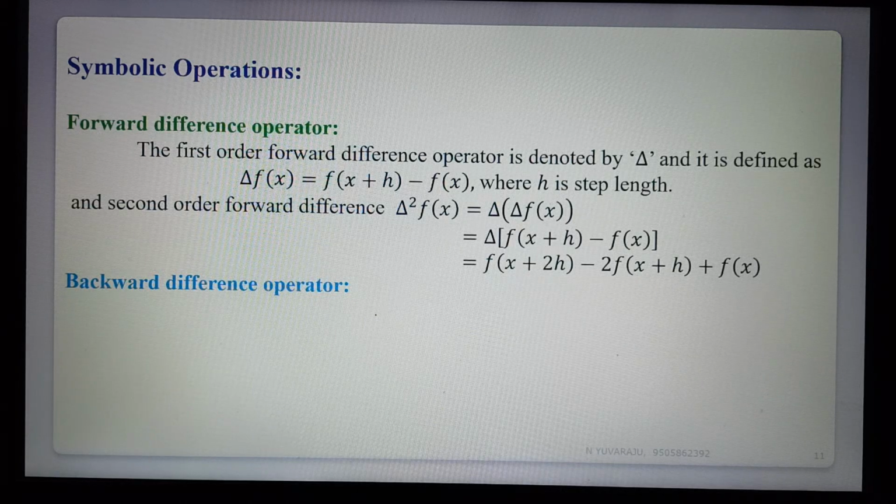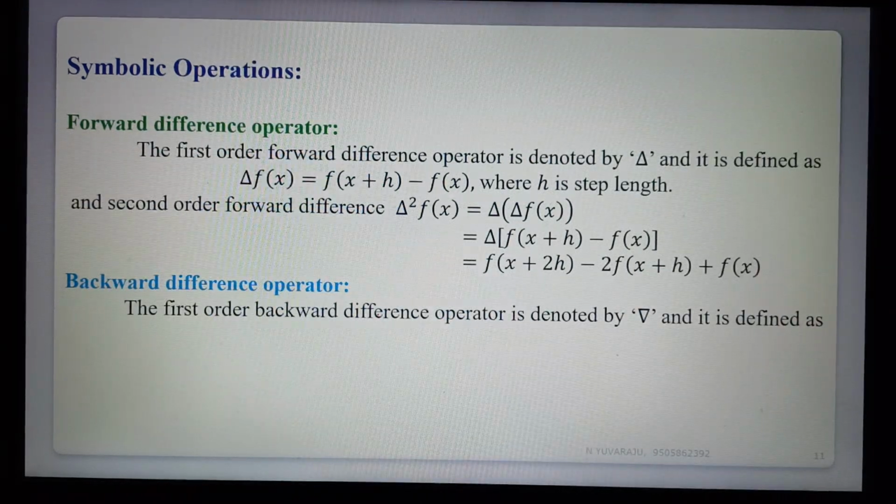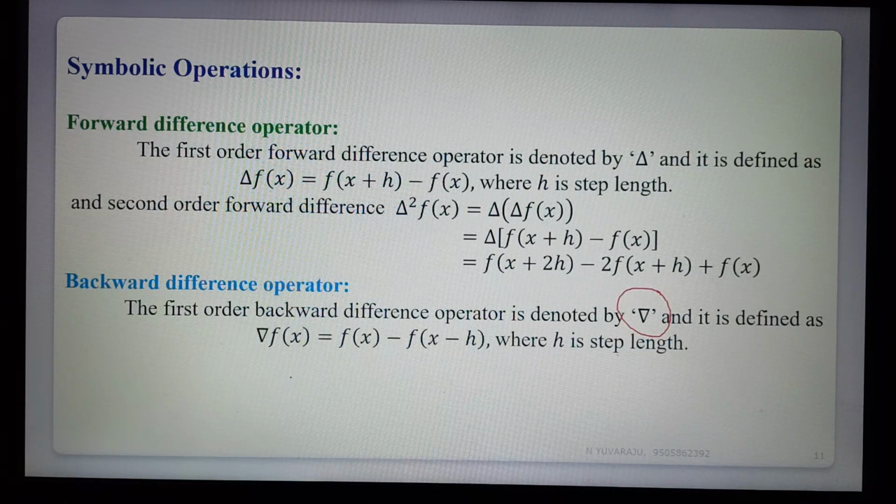Next, the backward difference operator. The first order backward difference operator is denoted by nabla and defined as nabla f of x is equal to f of x minus f of x minus h. X minus h is the backward value, the value before x. Next is x plus h, and backward to x is x minus h. So the difference is the same but the denotation is different: del for forward, nabla for backward.